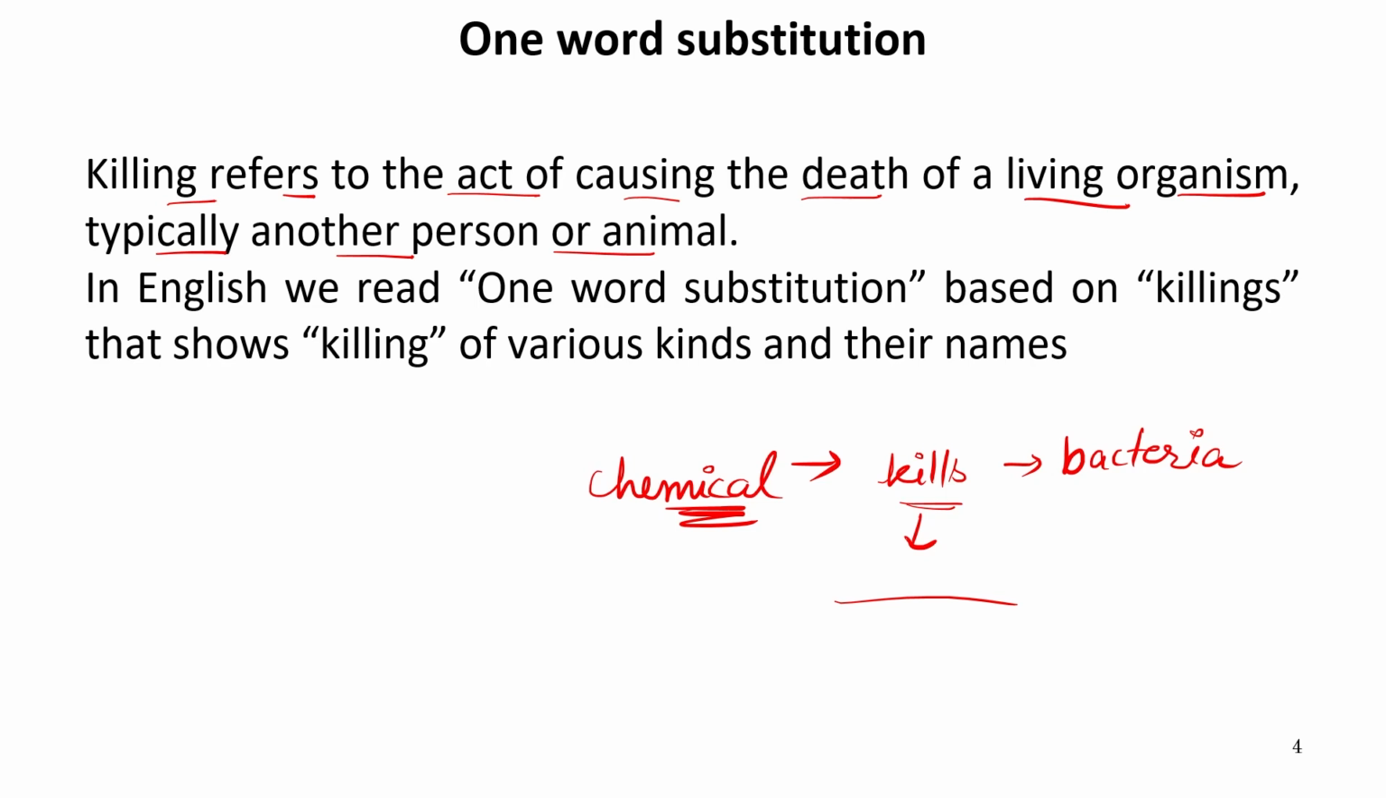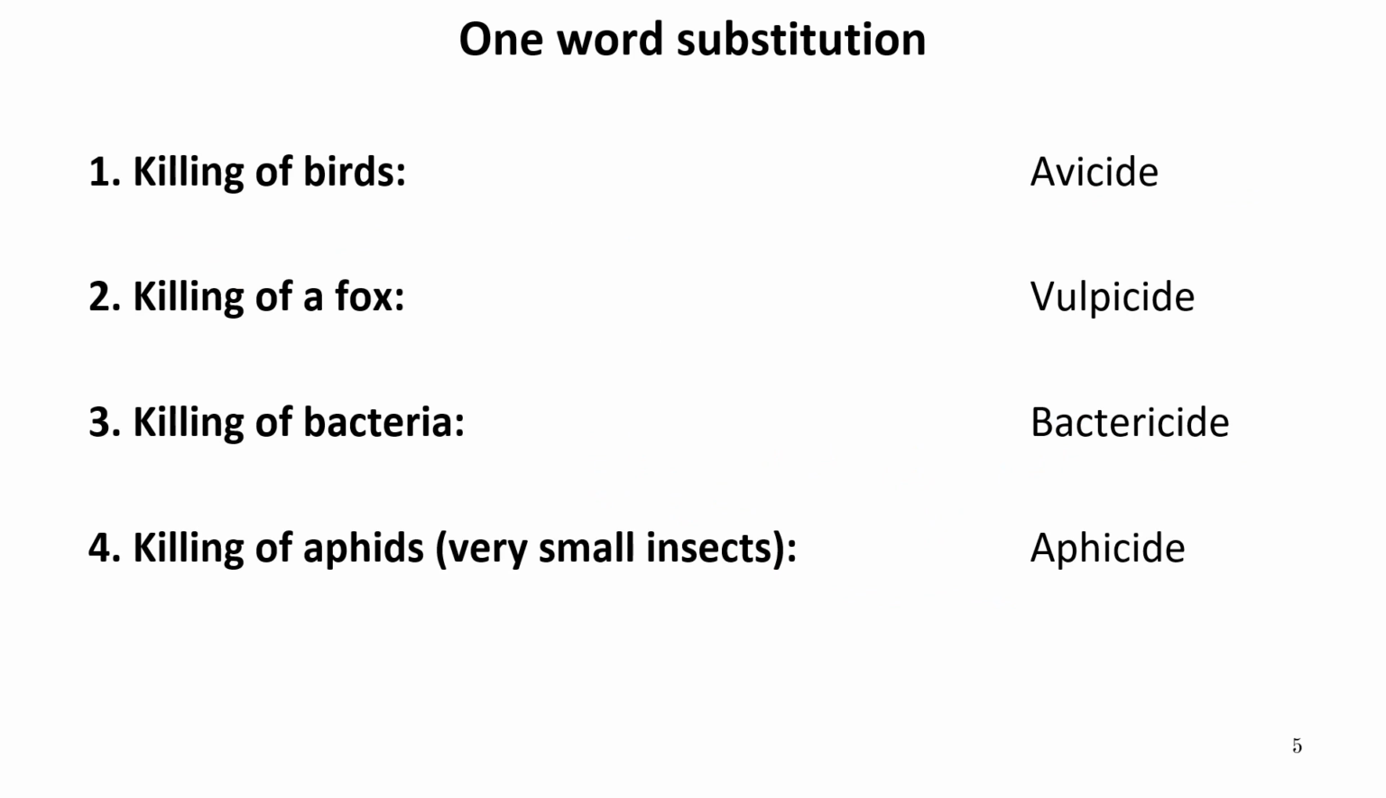In English, we read one word substitution based on killings that shows killing of various kinds and their names. So let's begin. First is killing of birds. Now, whenever there is any bird and somebody kills it, for example, there is a person A who kills a bird by any reason. By mistake, he killed the bird accidentally or whatever, intentionally. So that act of killing is known as avicide.